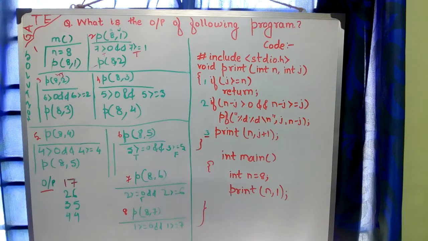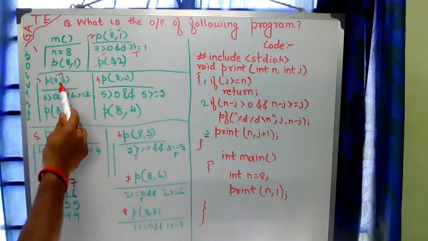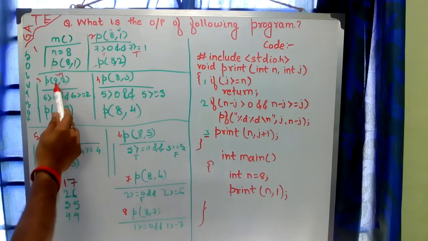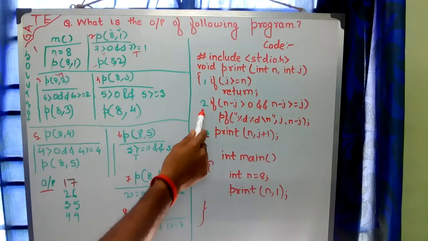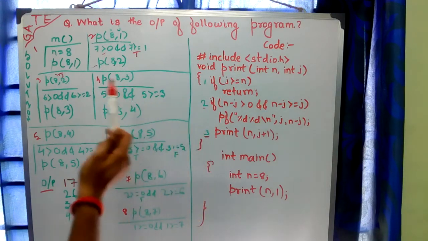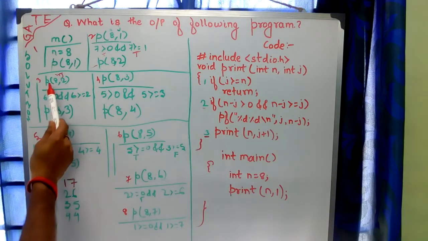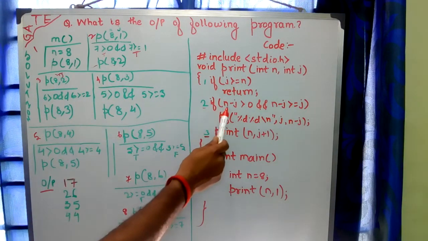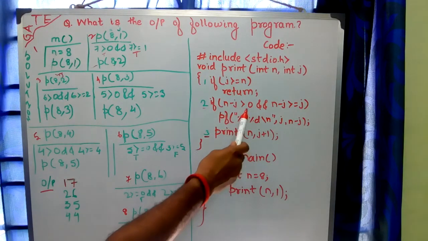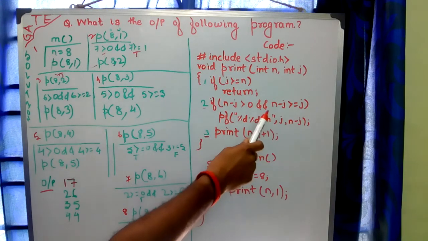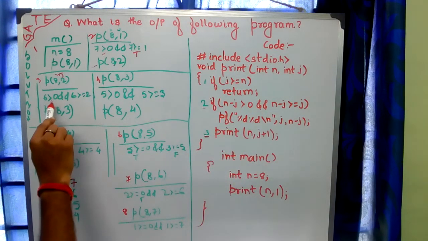Again it will execute statement number 1, which is j greater than or equal to n. Here the value of j is 2 and 2 is not greater than or equal to 8. So this statement will not be executed, just the return statement. Now coming to step 2. Here n minus j, where n is 8 and j is 2. So n minus j is 6. 6 is greater than 0, this is true.